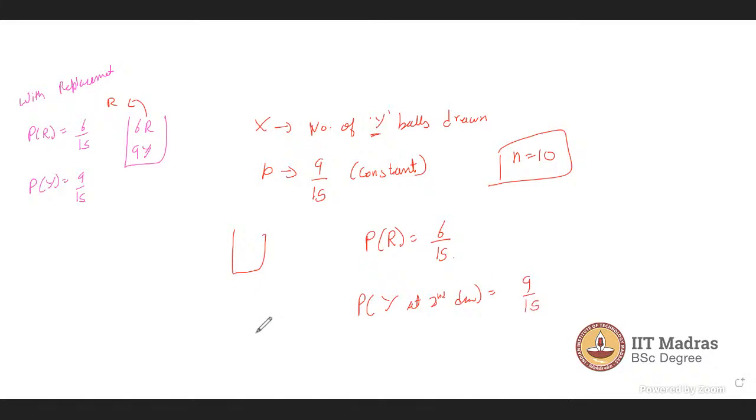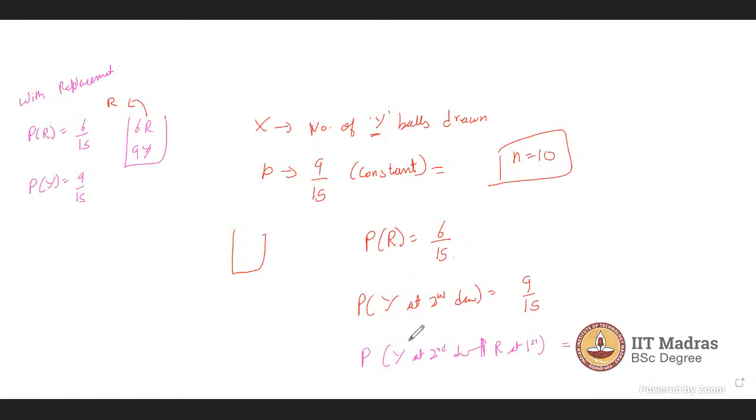This is with replacement, so the probability will be constant. If without replacement, we cannot apply Bernoulli. You also need to check the independence, right? Yes. So for independence, suppose the probability of yellow at the second draw, given I have drawn the red at first, would still be 9/15.